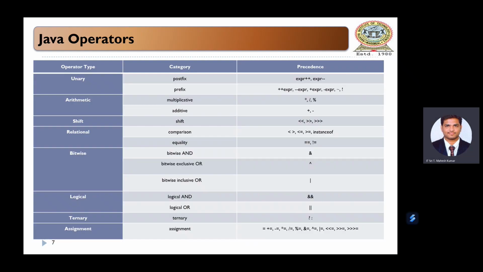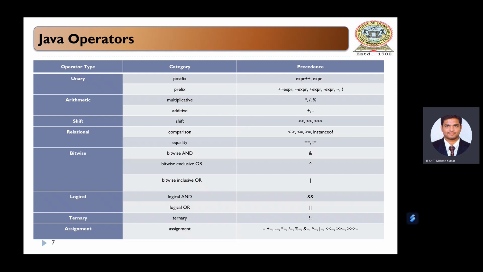Next, we'll talk about operators in Java. An operator is a symbol which performs some operation between operands. We have almost 7 types of operators in Java. First, unary operators: post increment, post decrement, pre increment and pre decrement, same as postfix and prefix. They increment by 1 or decrement by 1.